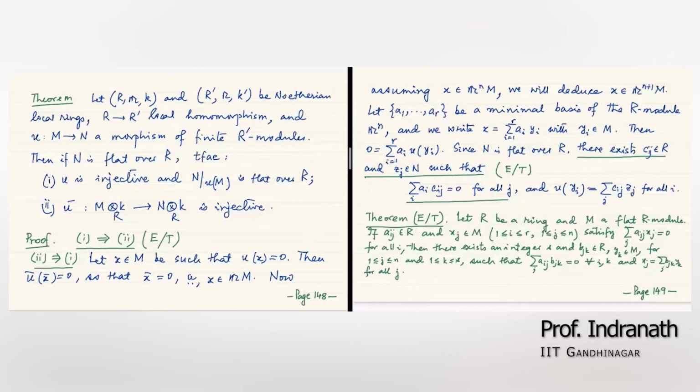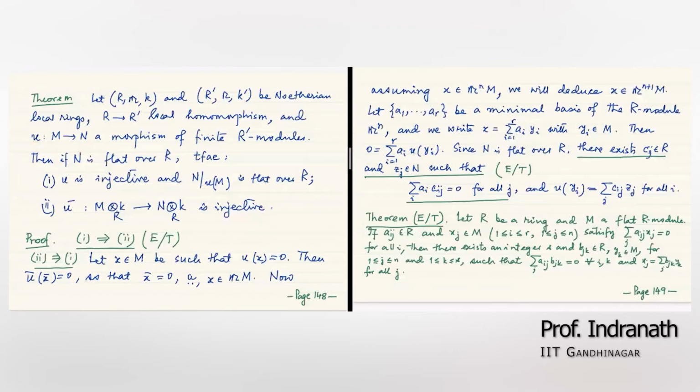So if you have this, now you have flatness of n. So you claim that there exist Cij and Zj such that these uyi's you can actually write as a linear combination of elements in n. Please don't forget here your map is u from m to n.